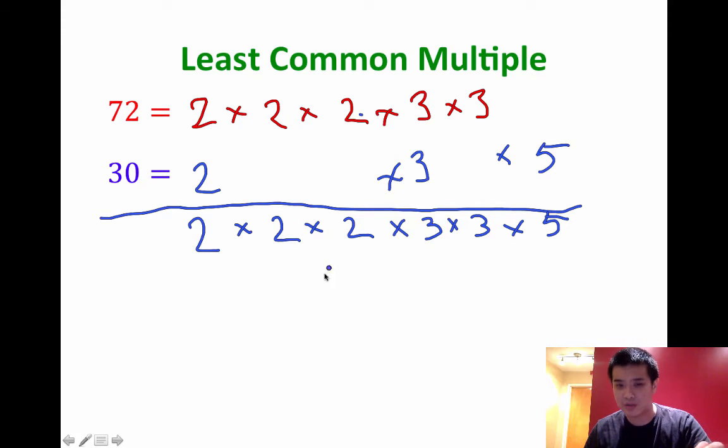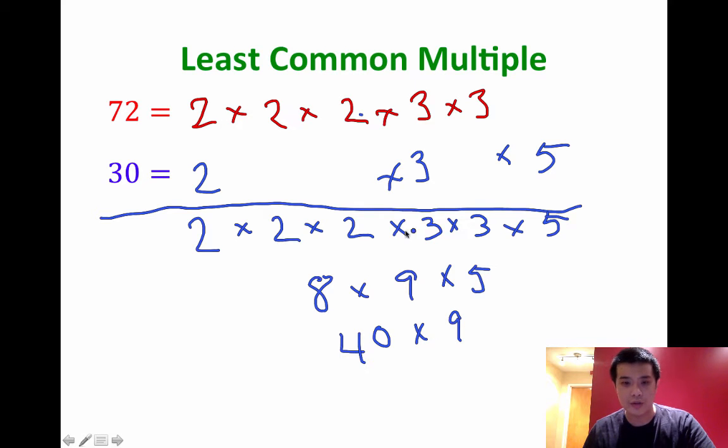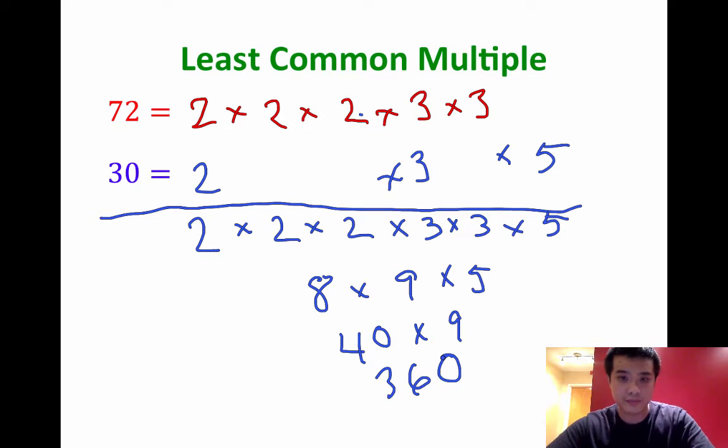So 2 times 2 times 2, we know, is 8. So we have 8 times 9, 3 times 3 times 5. We also have 5 times 8, that's probably going to be the easier way of doing it. That's 40 times 9. And we know that 4 times 9 is 36, add the 0. So our least common multiple is going to be 360.